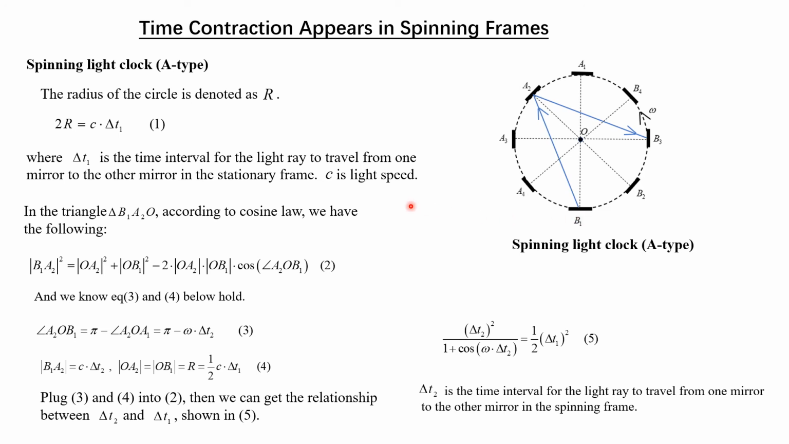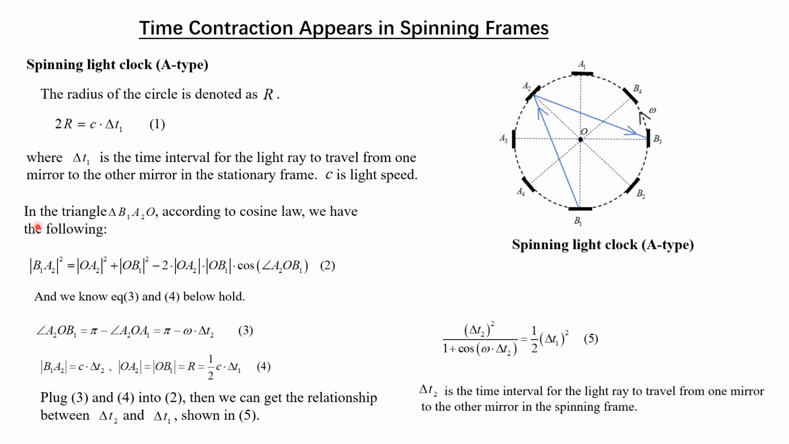Next step, we do it algebraically. The radius of the circle is denoted as r, so each circle has a radius r, and we have this equation 2r equals c multiplied by delta t1. Delta t1 is the time interval for the light ray to travel from one mirror to the other mirror in the stationary frame, and c is the light speed.